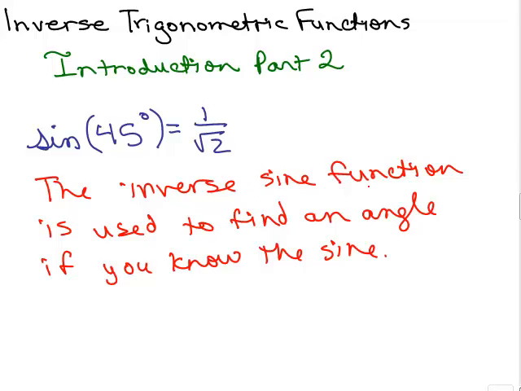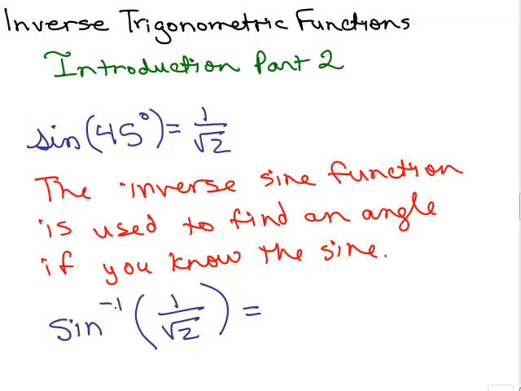So, the inverse sine function is used to find an angle if you know the sine. And this is what it looks like. Instead of writing the sine of 45 degrees equals 1 over the square root of 2, we use this notation: sine, with a little negative 1. That does not mean 1 over the sine. What you're saying is the sine of some angle is 1 over square root of 2. So you don't put an angle in here. You're going to put what the sine is, and then you have to say what the angle is that has that sine. You're going backwards.